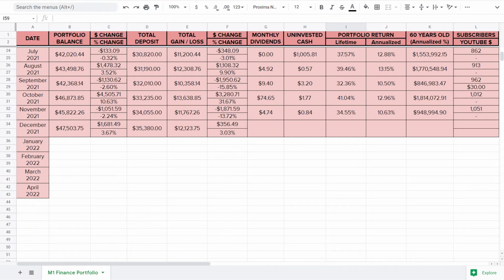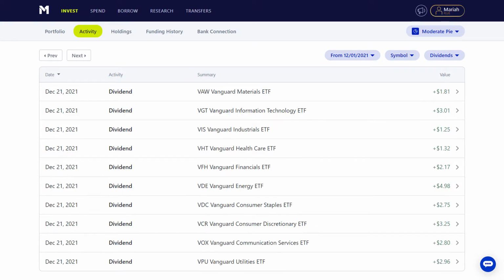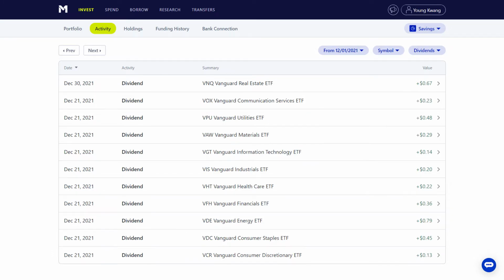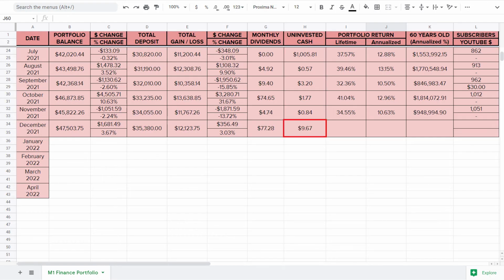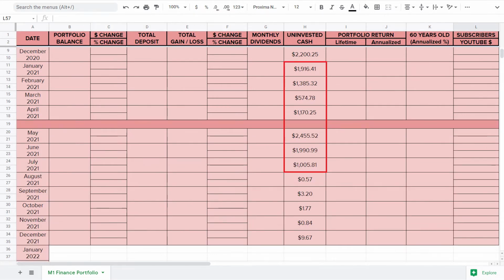Another thing that did increase is my dividend payout with December, seeing the most dividends ever received with $77.28. Almost all of it from the 11 Vanguard sector ETFs I'm invested in. Next, I just have $9.67 of uninvested cash just sitting around. And unlike at the start of the year, this column will remain low because I've dollar cost averaged every Friday, so whatever money I deposit throughout the week will just be invested right away.